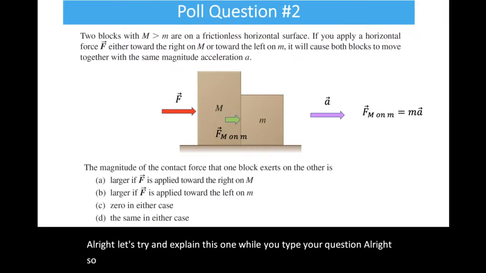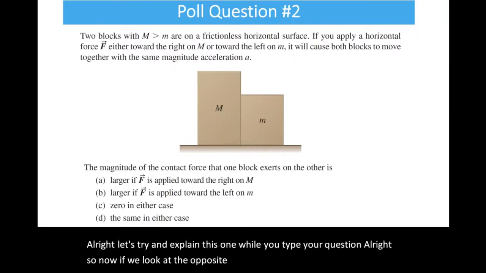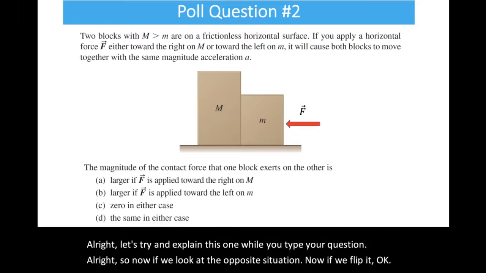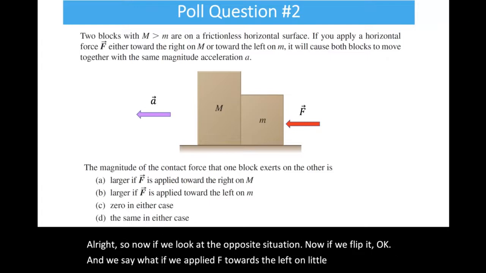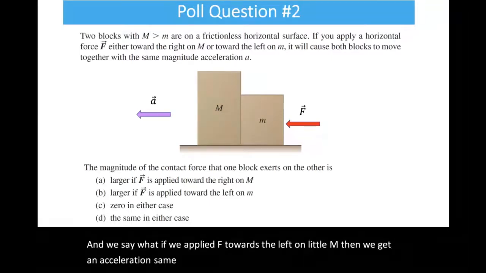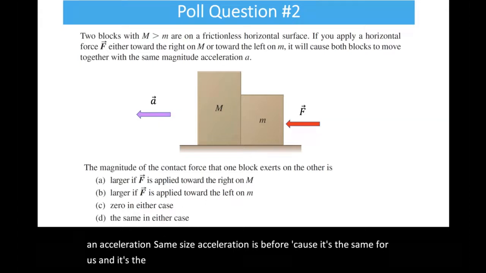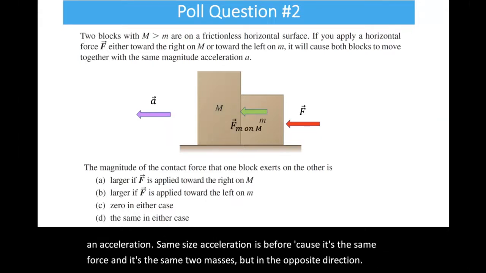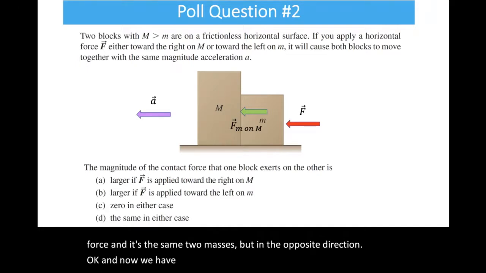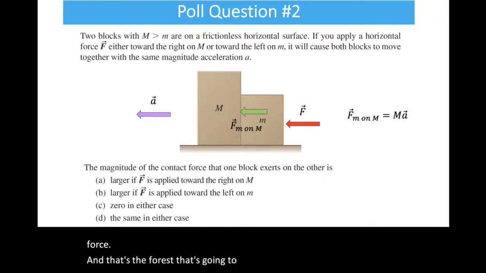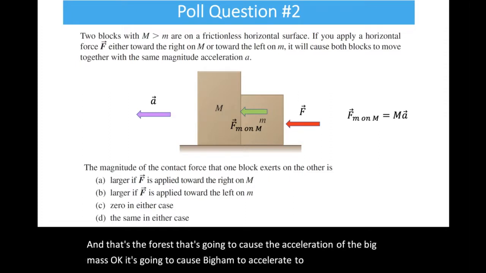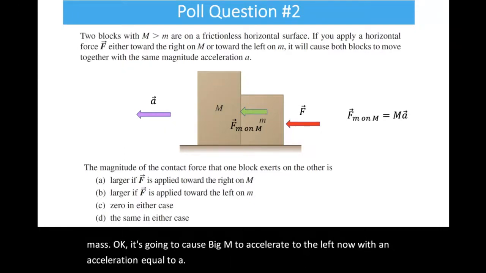All right, so now if we look at the opposite situation, now if we flip it, okay, and we say, what if we applied F towards the left on little m, then we get an acceleration, same size acceleration as before, because it's the same force and it's the same two masses, but in the opposite direction, okay? And now we have the F, the force of little m on big M, that contact force, and that's the force that's going to cause the acceleration of the big mass, okay?